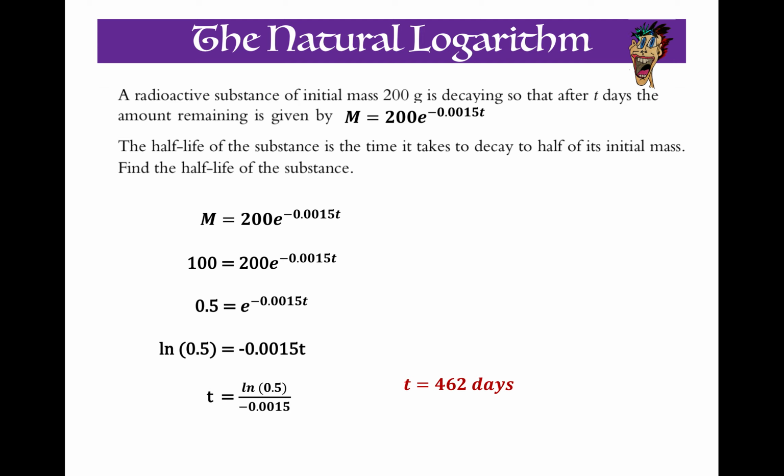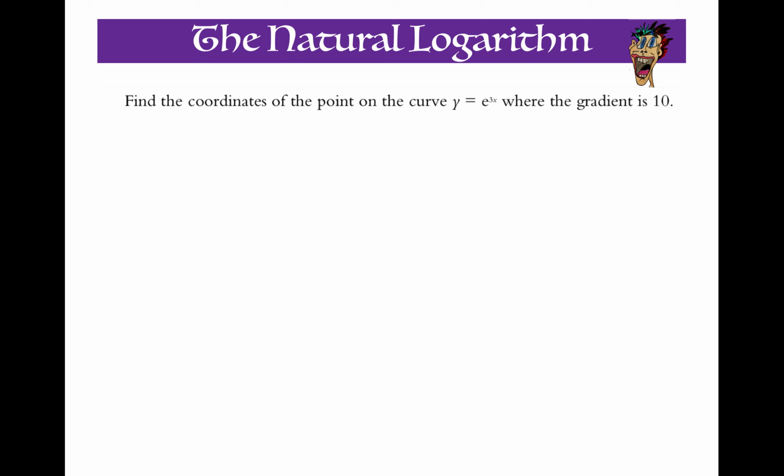Let's go for the third example. Find the coordinates of the points on the curve y equals e to the 3x, where the gradient is 10. The word gradient should help you remember the gradient finder. So if you think about the gradient finder, you're thinking of dy dx. And here they tell you that the gradient equals 10. So let's differentiate y equals e to the 3x.